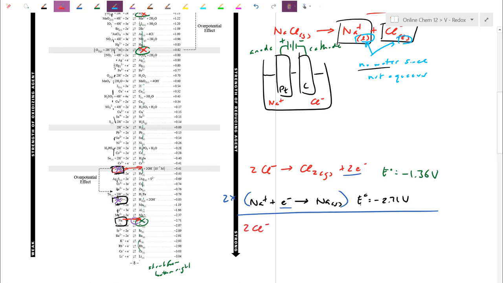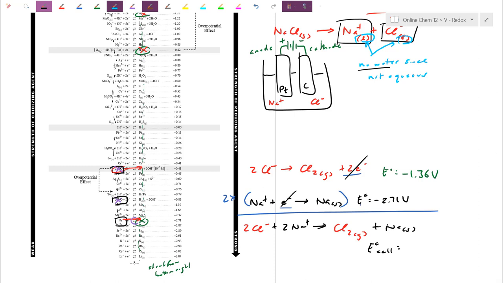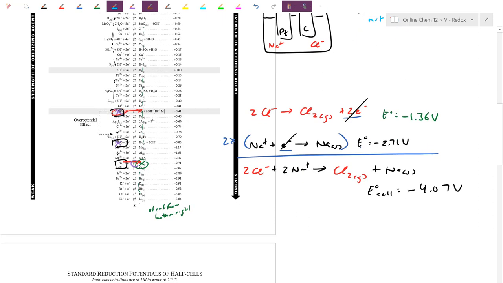So overall, 2 chloride reacts with 2 sodium ions. I don't bother showing the electrons because I set them up to cancel out. We're going to end up forming bubbles of chlorine gas, so you have to be careful of that. And then chunks of sodium solid. They're going to very often ask you, well, what is the overall E cell of this battery here? The overall E cell is adding these two here, negative 1.36 minus the 2.71, which gives me a negative 4.07 volts. Okay.